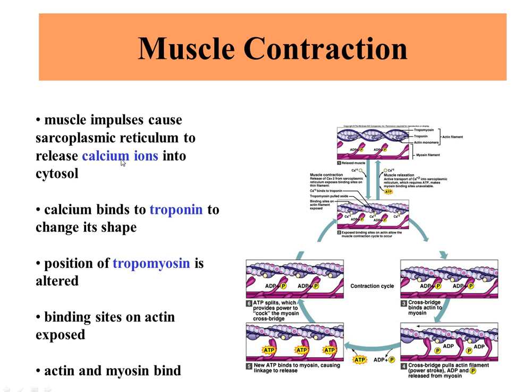If they're not exposed, cross-bridging does not happen, and you will not have muscle contraction. So you have to have enough calcium ions to attach to the troponin to change the shape of the troponin, which changes the shape of the actin molecule, with the tropomyosin exposing the active sites on this actin molecule. Okay, the position of the tropomyosin is altered, the binding sites on the actin are exposed, and this will allow for the cross-bridging to happen, for the myosin heads to touch the actin, and then cross-bridging happens.